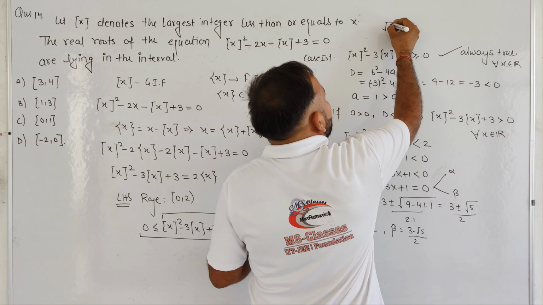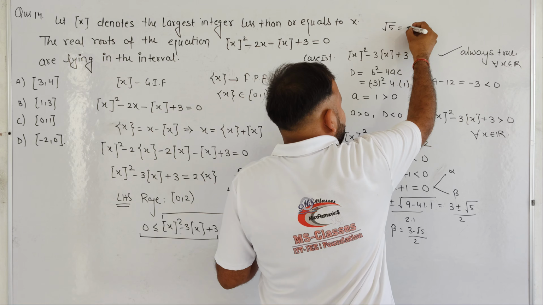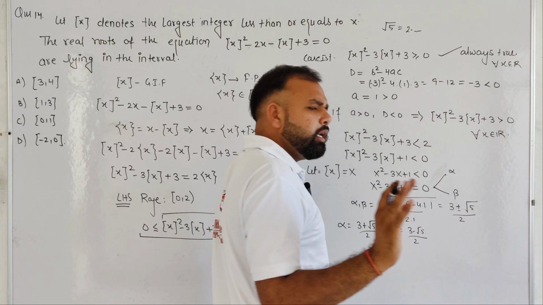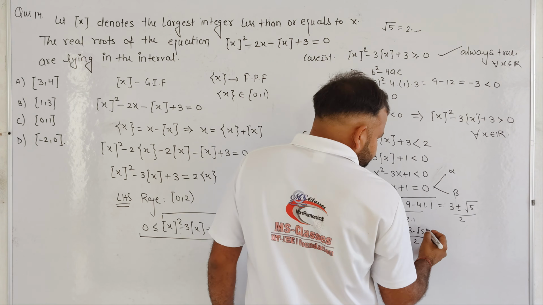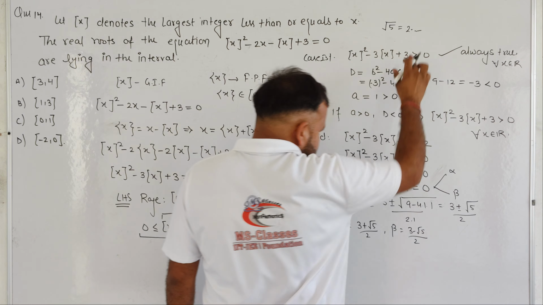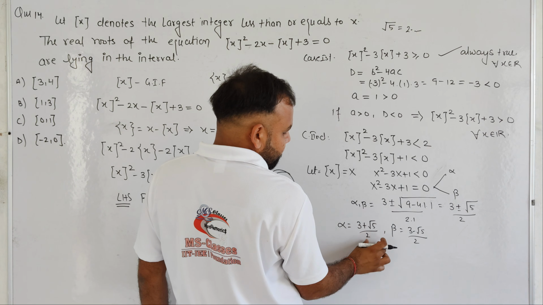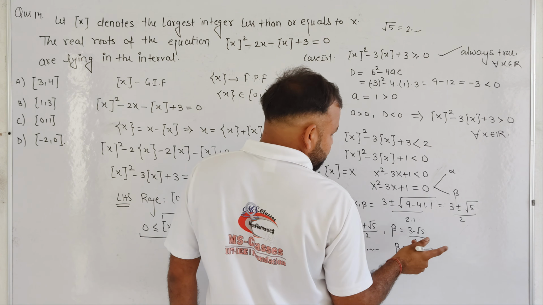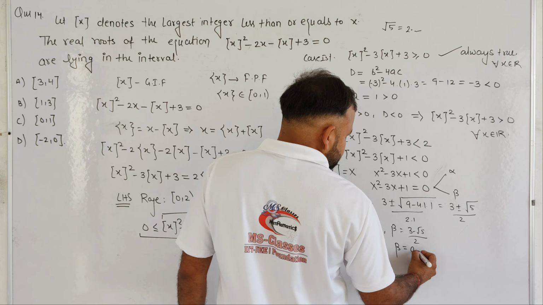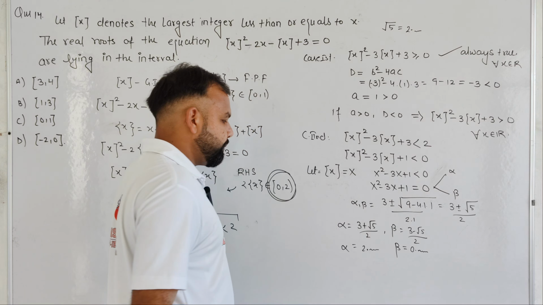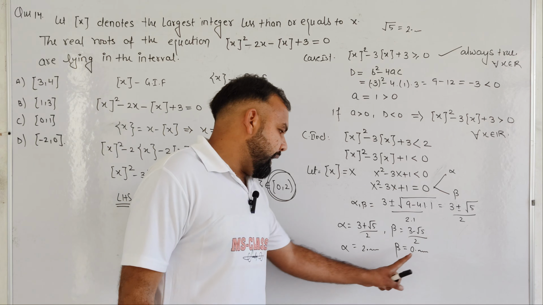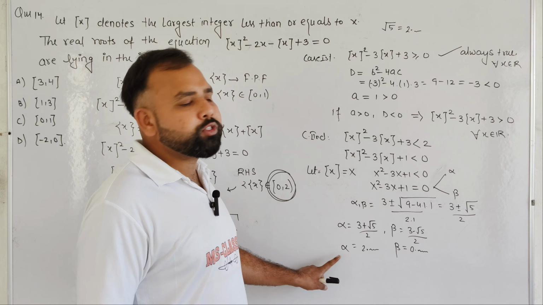And we know the approximate value of root 5. What is the value of root 5? That is 2 point something. So if the value of root 5 is 2 point something, alpha becomes 5 point something divided by 2, that is 2 point something. Beta is 3 minus 2 point something, that means 0 point something, which is positive, divided by 2, that is 0 point something, a positive number. So student, beta is 0 point something and alpha is 2 point something.